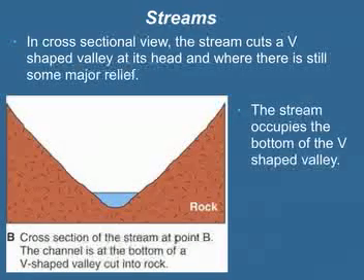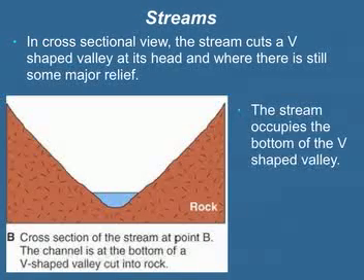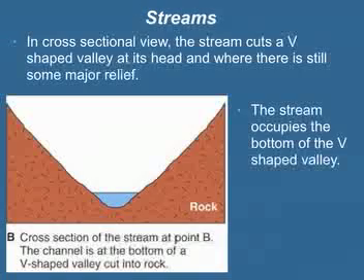Now, this is a cross-section through a steep section up by the source. When you're up by the source and you're steep and you're far above base level, these type of streams cut a V-shaped valley. So again, where it's steep, you're high above base level, the stream is actively downcutting.